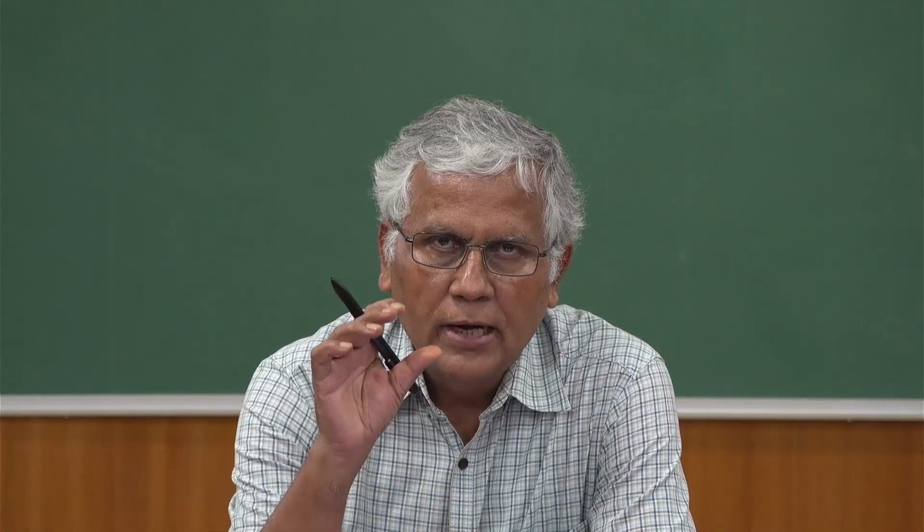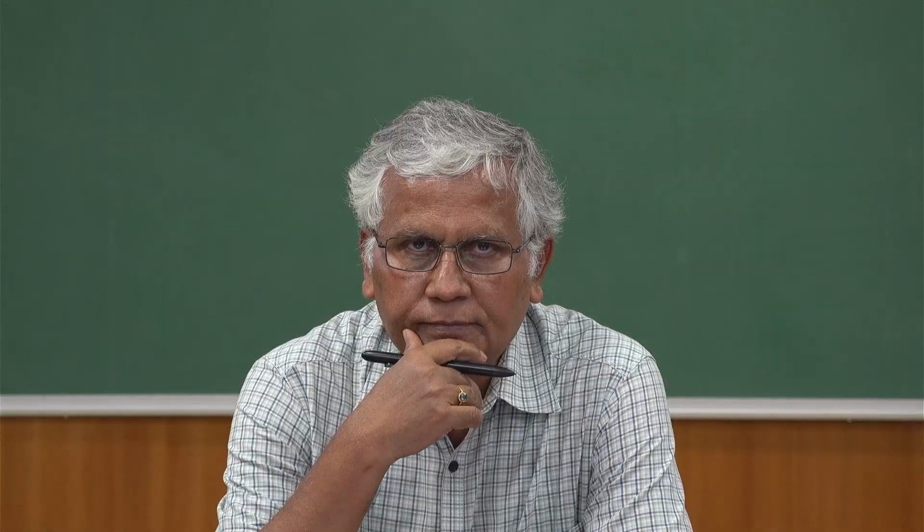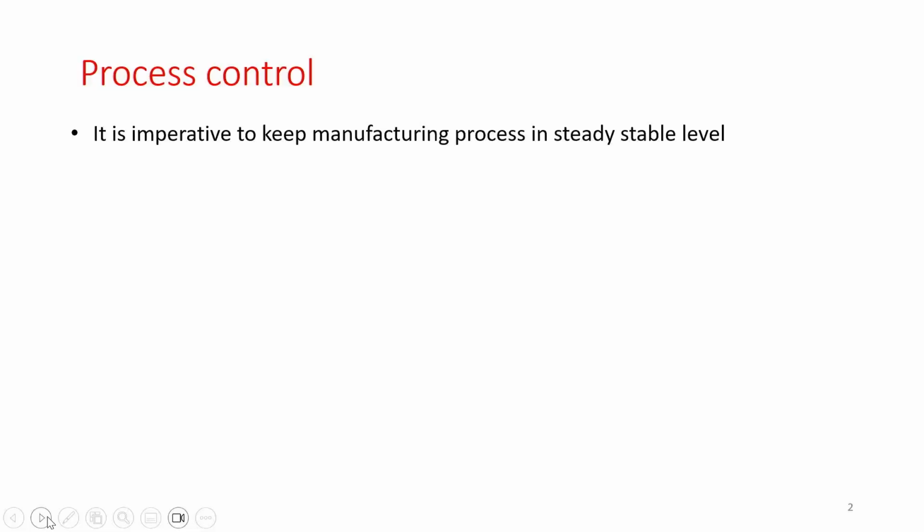Today we are going to discuss quality control, mainly focusing on control chart. Process control. Quality control is basically a part of process control. Now, whenever we have a manufacturing process, it is imperative that the manufacturing process is always steady and in a stable state.